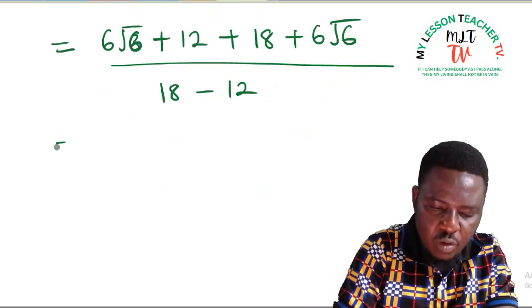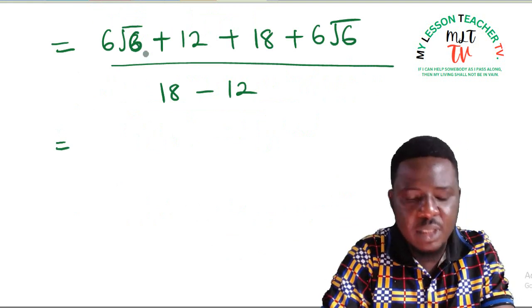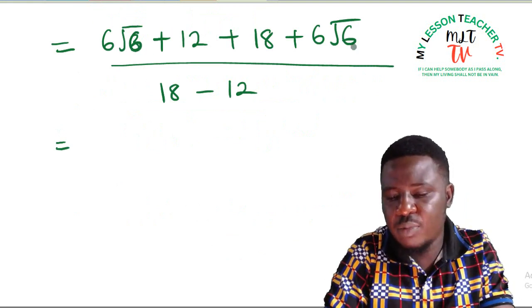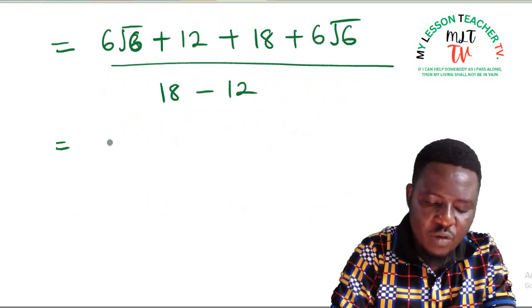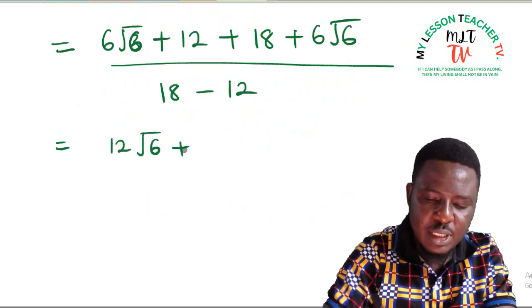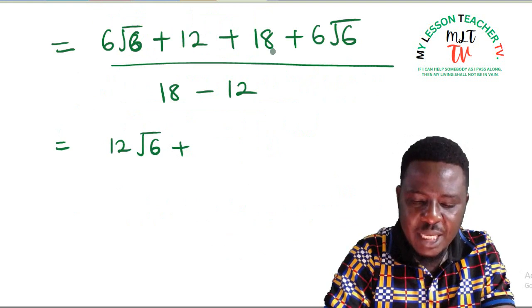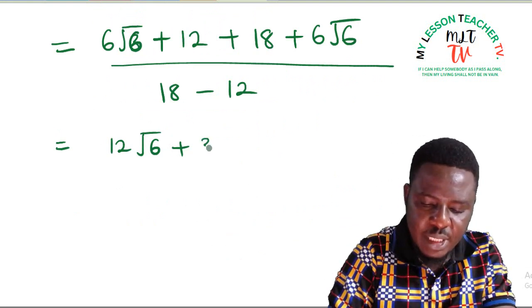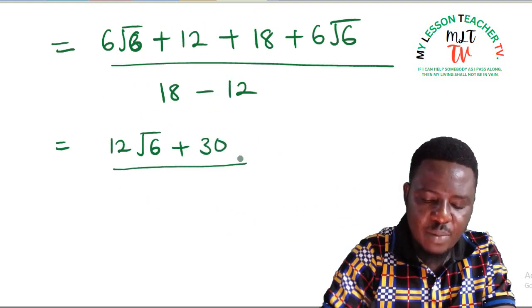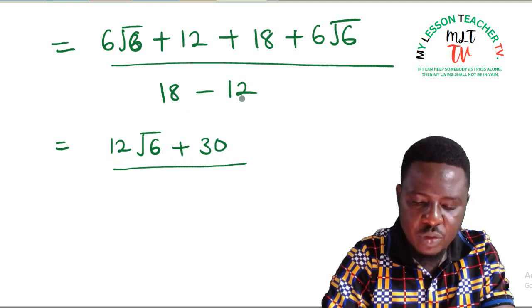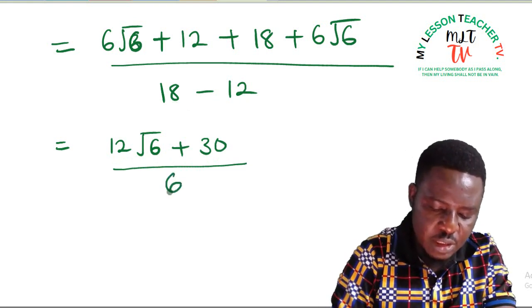So simplifying this further, we'll collect like terms. That is 6 root 6 plus 6 root 6. That will give us 12 root 6 plus 12 plus 18, which is 30, all divided by 18 minus 12, which is 6.